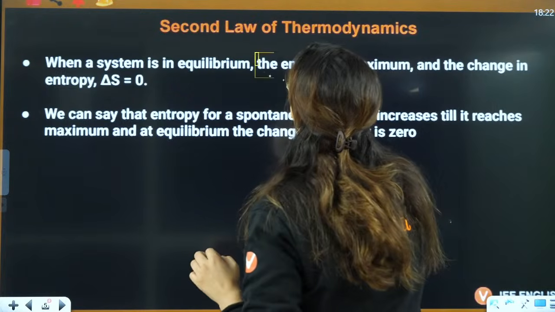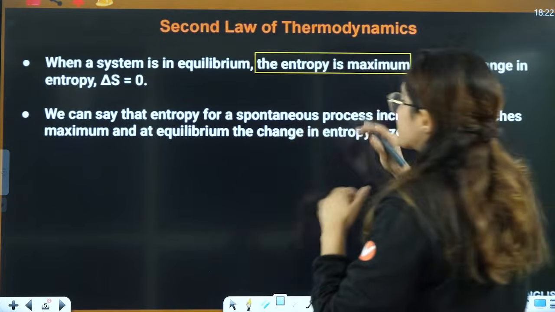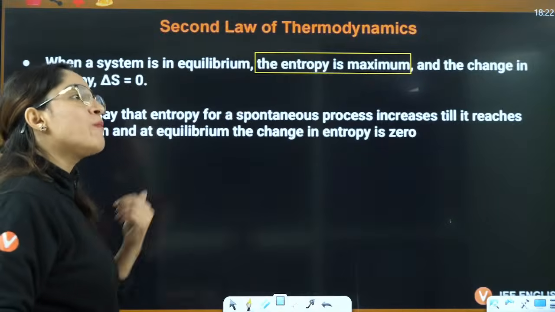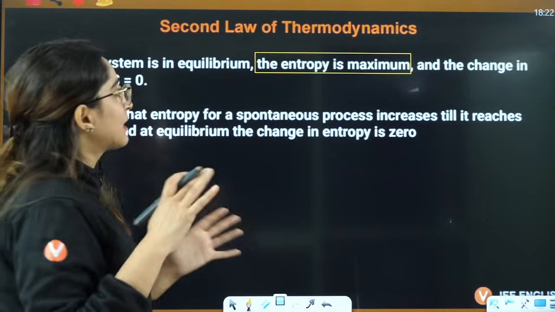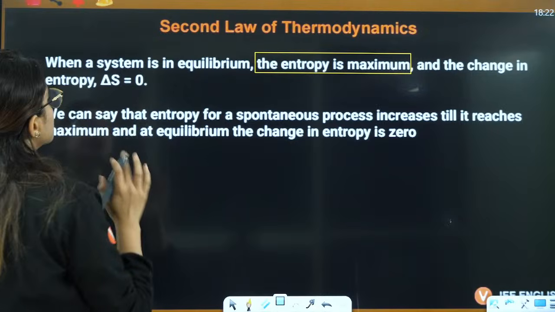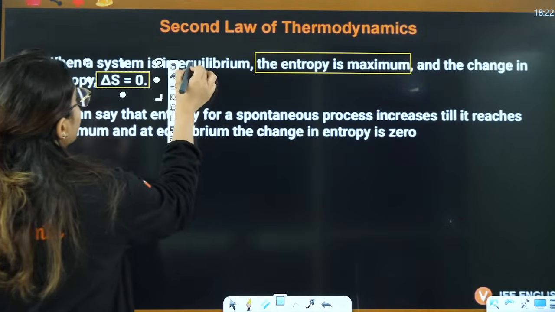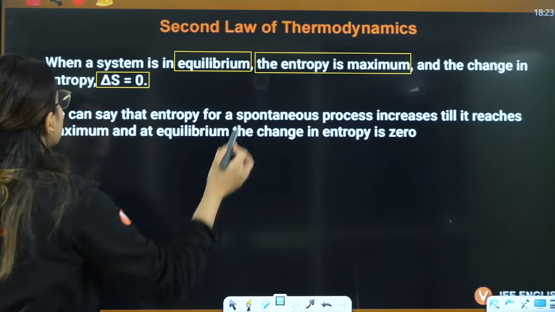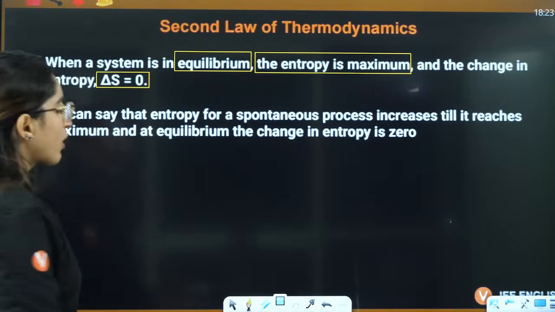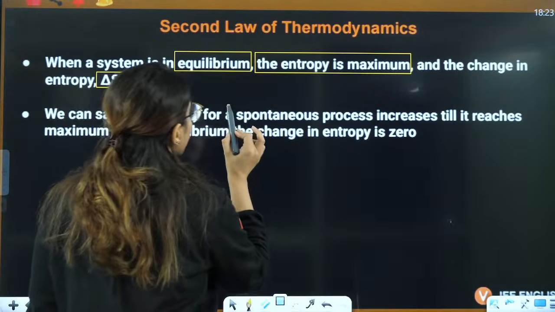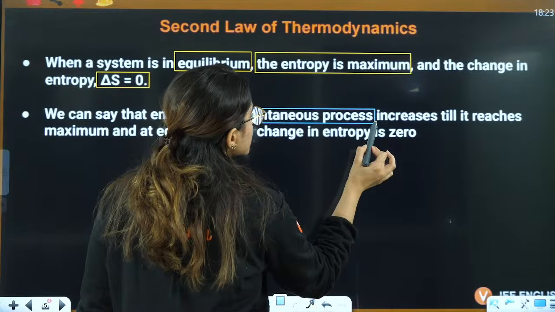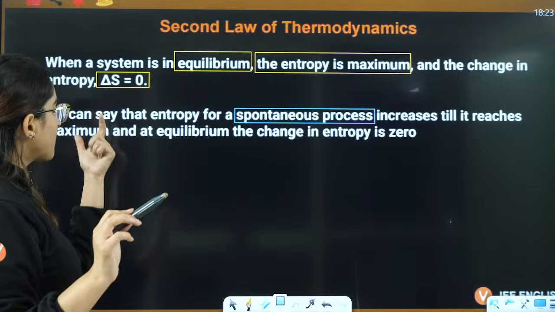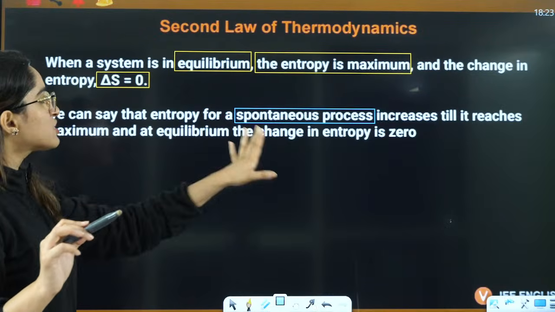Next, when a system is in equilibrium, the entropy is maximum. We are saying at equilibrium, it is at its maximum randomness, maximum entropy. If you go forward or backward, its entropy will decrease in that case, and the change in entropy is going to be zero at equilibrium. Then we can say that if I talk about a spontaneous process, entropy of a spontaneous process increases till it reaches maximum, and at equilibrium change in entropy is zero.